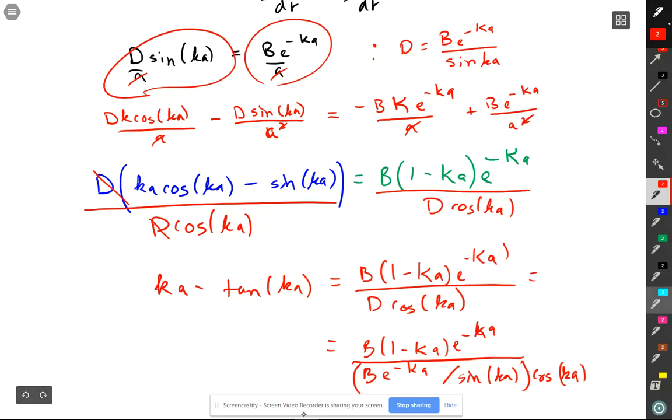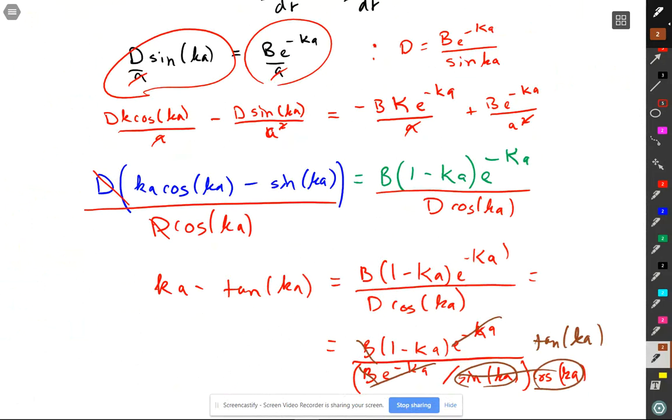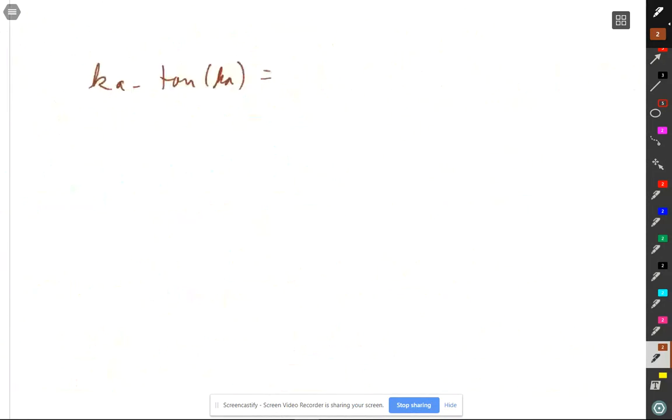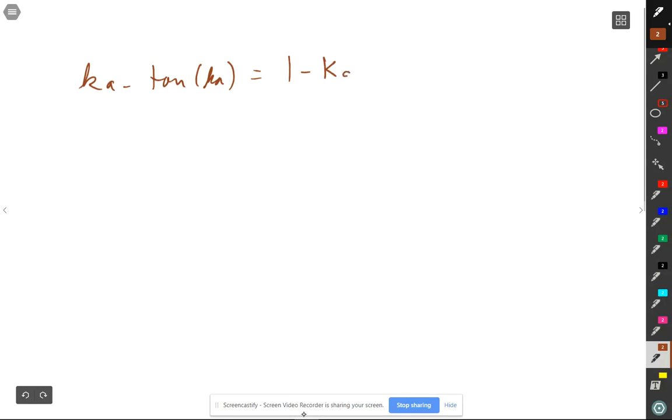But now we can see that the B's are going to cancel here. The e to the minus kappa a is going to cancel there. And this here, because this is 1 over sine, these two things here are going to give me a tangent ka. So what I have is ka minus tangent of ka is equal to 1 minus kappa a tangent ka.